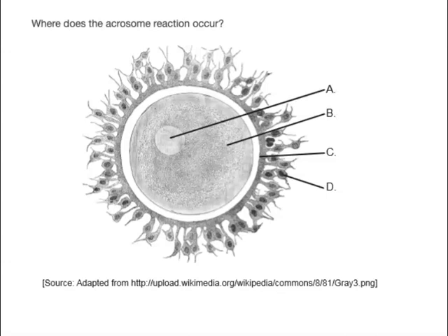Here's a question that you can use to help you practice. Where does the acrosome reaction occur? You can pause and I'll tell you the answer. So it should be occurring at point C, right? That's where the zona pellucida is. Remember, the acrosome reaction is the enzymes breaking down the zona pellucida.